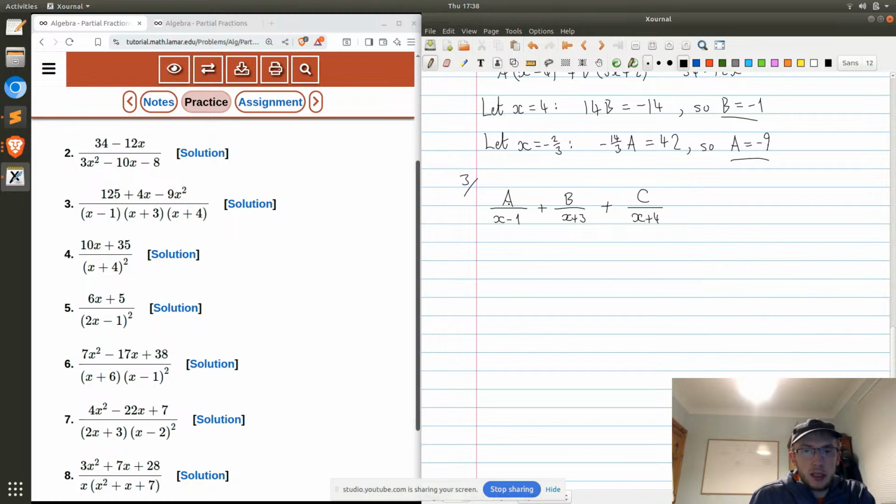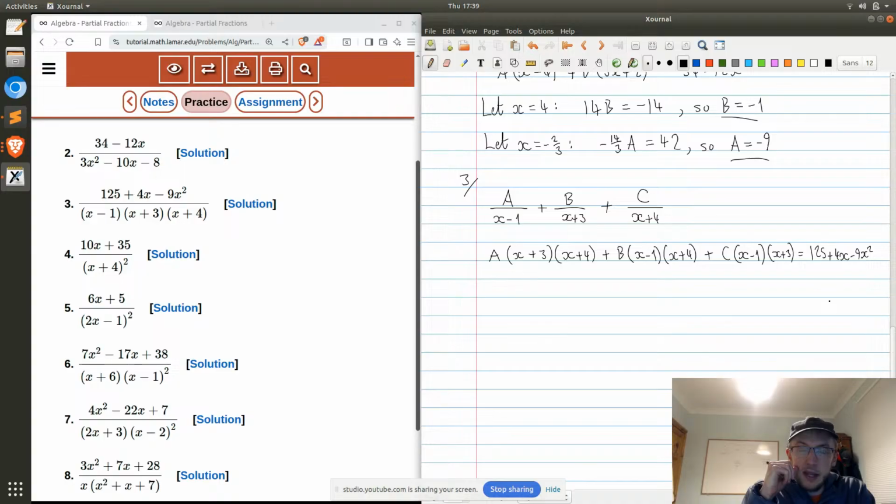So how would this work when I actually do the addition? I would end up doing a times x plus 3 times x plus 4, plus b times x minus 1 times x plus 4, plus c times x minus 1 times x plus 3. And all of that would have to equal 125 plus 4x minus 9x squared.